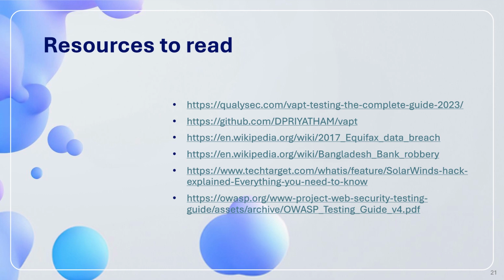And the next link is from the GitHub VAPT repository. This repository includes various tools, scripts, and resources you can use for a VAPT process. And then I have included the three case studies that we already spoke about in our earlier slides. And then a link is also included for the OWASP Web Security Testing Guide. This guide provides a structured approach to testing web application security, covering best practices and technologies.